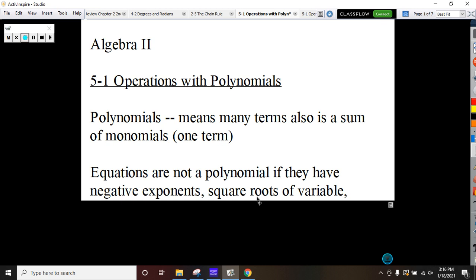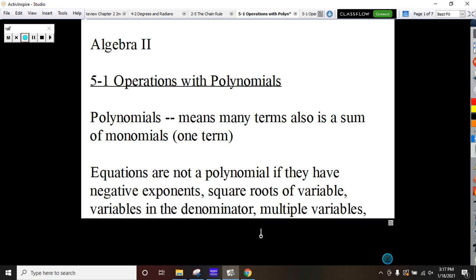You also can't see any square roots. Again, that's a different type of function. We'll talk about these things later. But in order for it to be a polynomial, the x has to have a positive exponent, and it can't be a square root. Also, fractions are okay, but a variable can't be in the denominator. So it has to be like 3/4. It can't be 3 over x. If you see a variable in the denominator, it's not a polynomial.